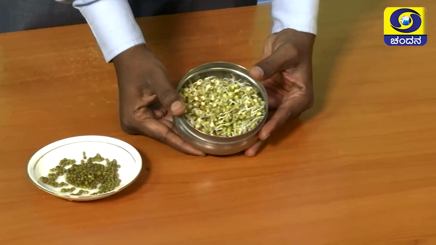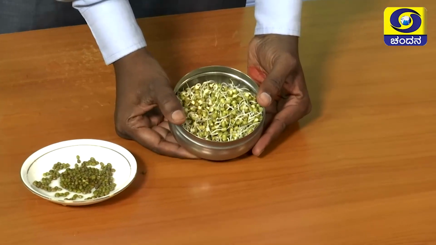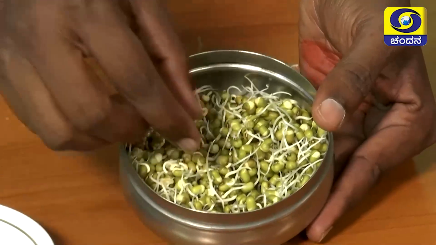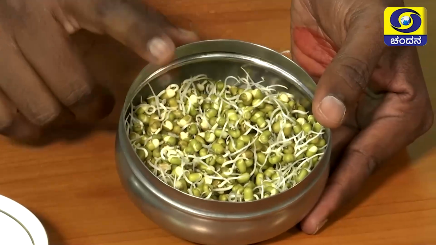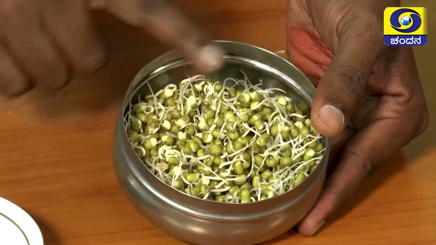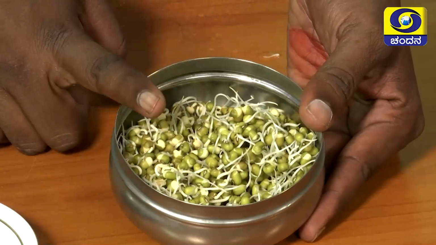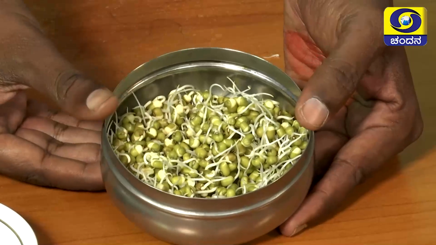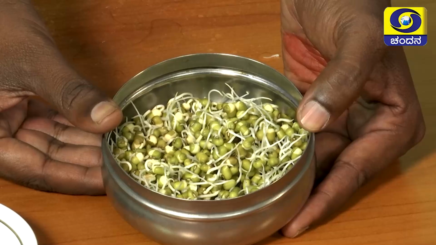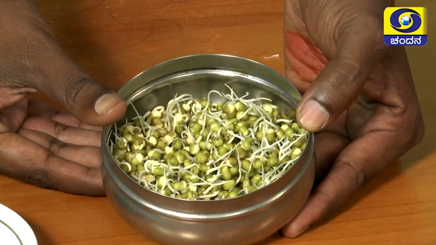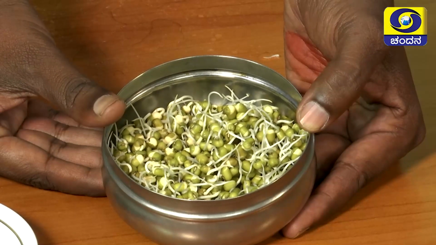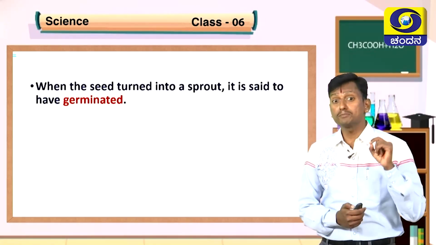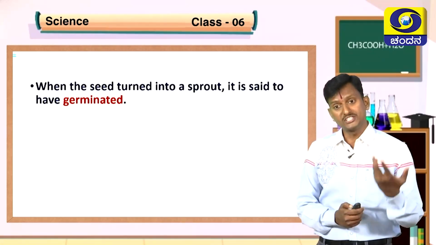This one, due to a lot of water, could not get heat for some time, so it could not germinate. Only the soaked one, which was kept overnight, starts to germinate. What it shows is that it got moisture, it got air to breathe, it got warmth. So, what does that mean? That means all the abiotic factors are responsible for the germination of seeds. Students, when the seed turns into a sprout, it is said to have germinated.